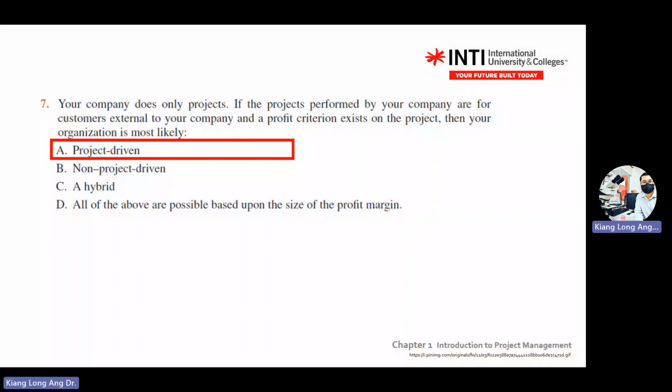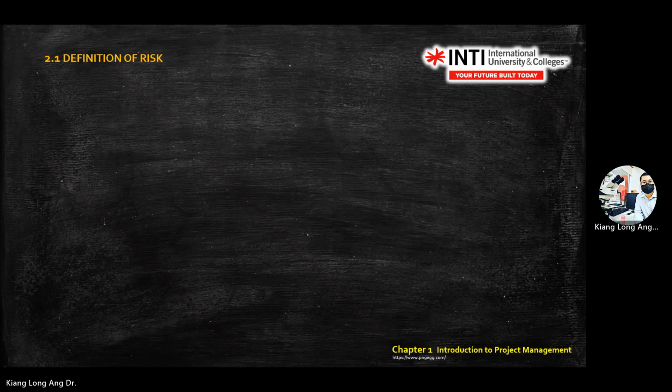Okay, so I think we have covered the introduction of project management. Maybe we go a bit more on the risk. Okay, 10 more minutes, then we call it a day.